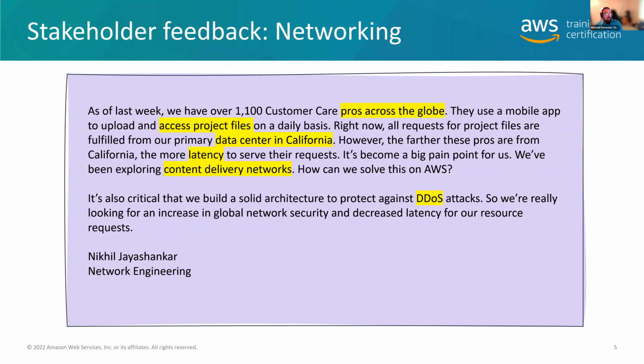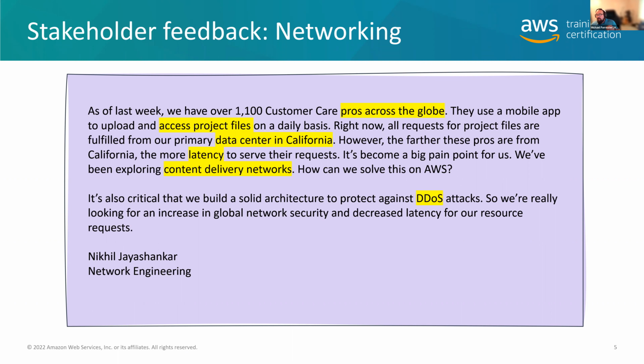Okay, so the call to action here is that there's a bunch of help desk support people and people answering questions, providing customer service and customer support, and they're globally distributed. They have a mobile app that does a variety of different things. Right now, everything's centralized in California. However, the farther they are from California, the more latency they see.